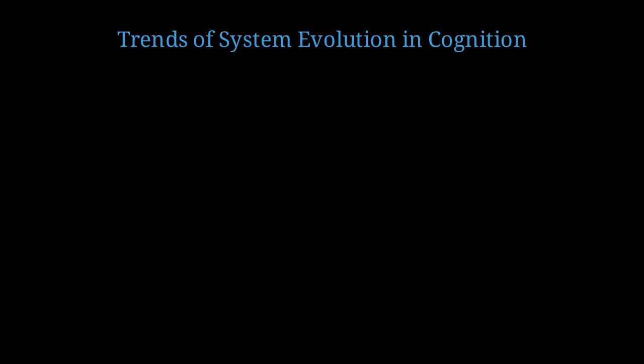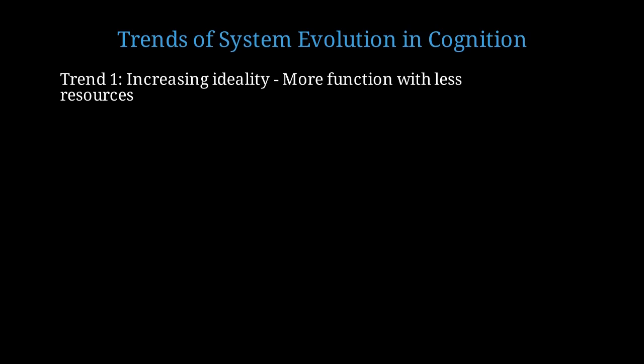TRIZ identifies trends that describe how technical systems evolve over time. These trends also apply to the evolution of cognitive systems and thinking capabilities. Trend 1. Increasing ideality. Systems evolve toward delivering more useful functions with fewer resources and harmful effects. Cognitively, this means developing thinking methods that produce better insights with less mental effort.